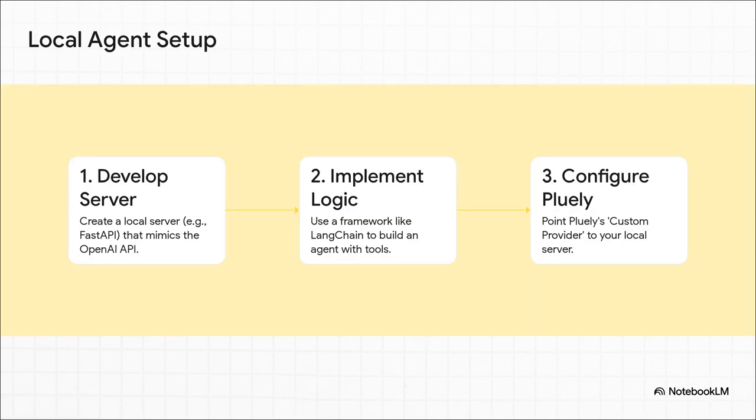Okay, so here's the really cool part for all you builders out there. How can you actually use this for your own projects? The blueprint is surprisingly straightforward. Step 1, you spin up a local server, say with FastAPI, that just mimics the OpenAI API. Step 2, you build out your agent's logic using a framework like LangChain or AutoGen. And finally, step 3, you just go into Pluely's settings and point its custom provider feature to your local server's endpoint. And just like that, boom, Pluely becomes the polished, private, ready-made front end for your own custom AI agent.